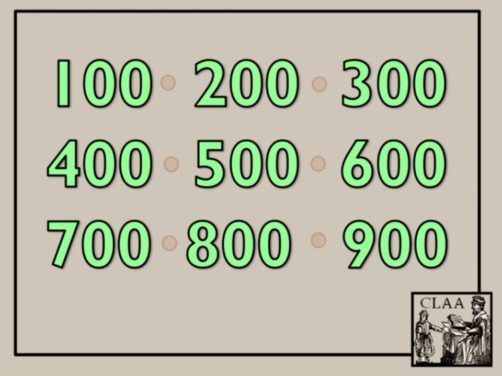100, 200, 300, 400, 500, 600, 700, 800, 900. You can see that the only numbers that are used are 1, 2, 3, 4, 5, 6, 7, 8, 9, and 0. Those are the only numbers that you need to count any number in the whole world. These are the hundreds.